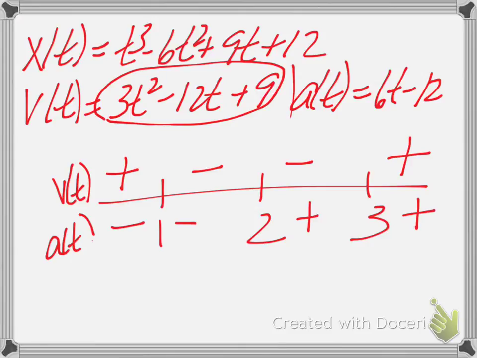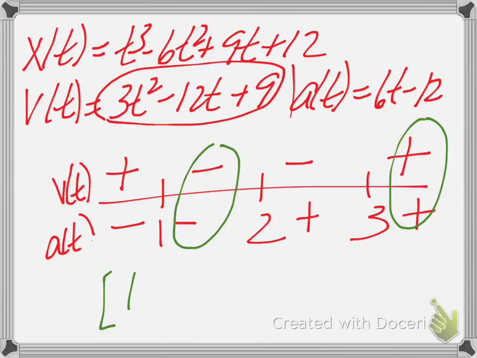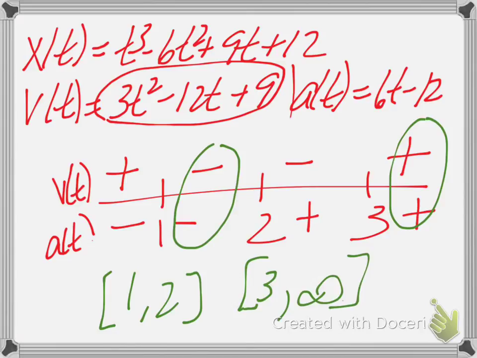So the question is asking, when is the speed increasing? So the speed is going to increase when the signs are the same. So that's going to happen here, and it's going to happen here. So it's happening from 1 to 2, and then it's going to happen from 3, well, to infinity. And that is going to be choice C.